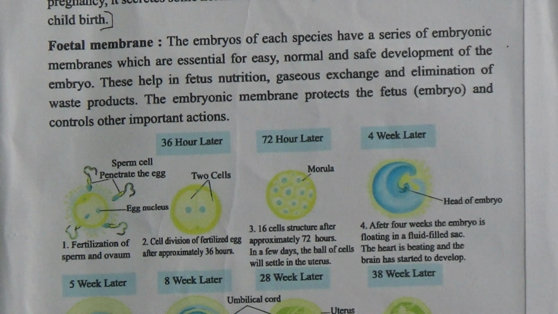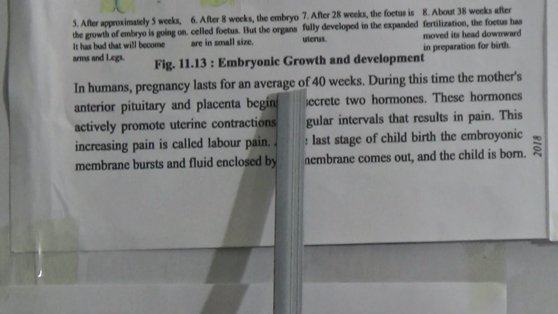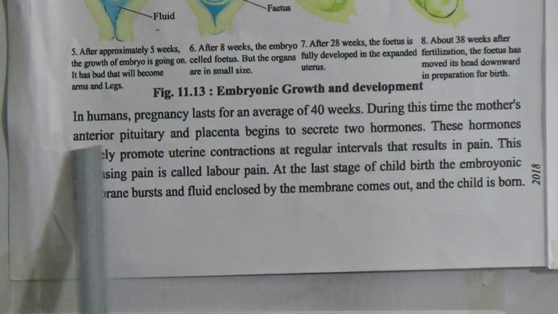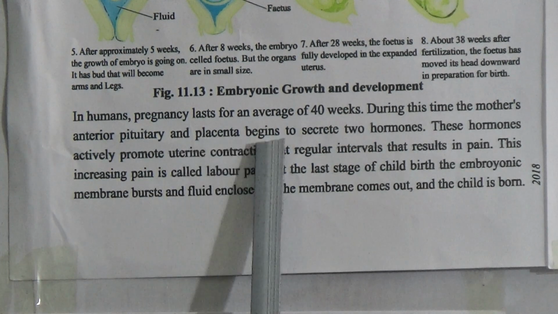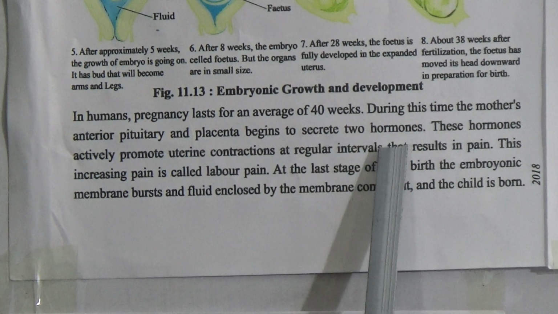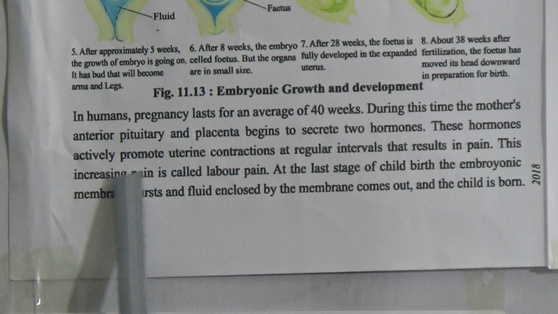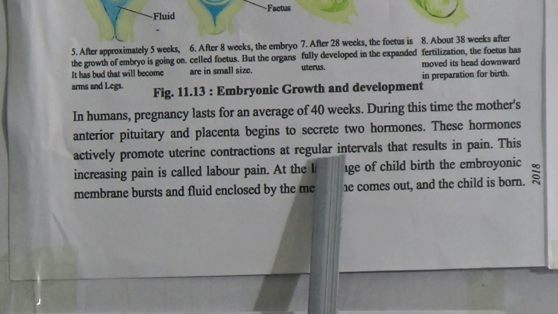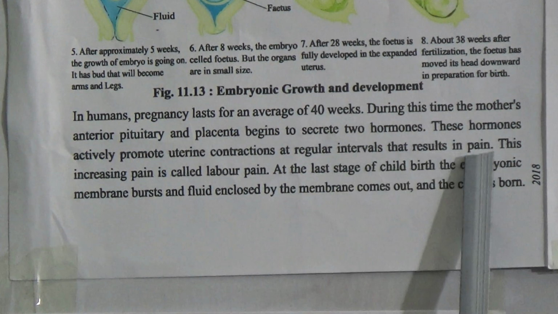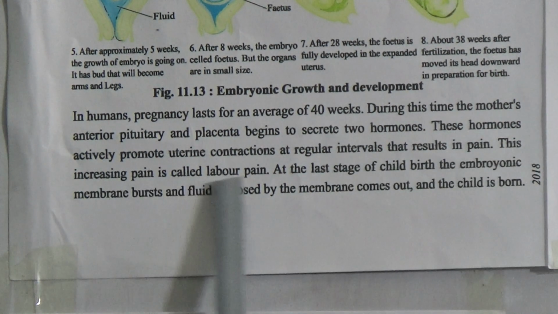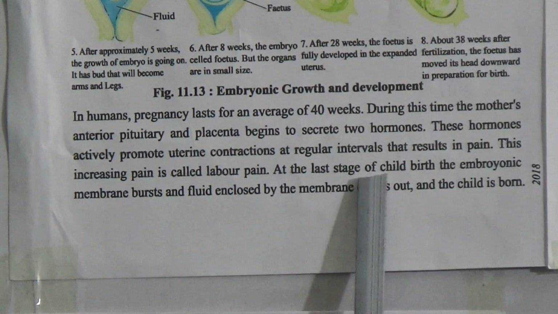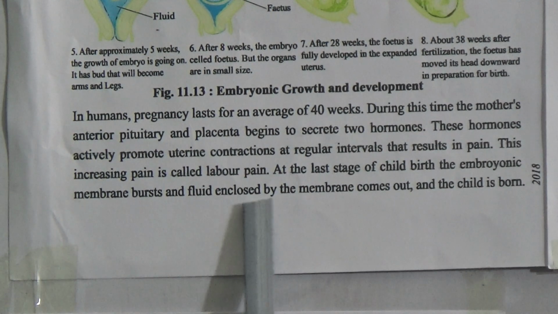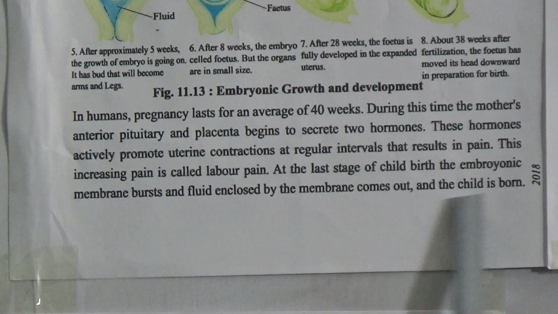In humans, pregnancy lasts for an average of 40 weeks. During this time, the mother's anterior pituitary and the placenta begin to secrete two hormones. These hormones actively promote uterine contractions at irregular intervals that result in pain. This increasing pain is called labor pain. At the last stage of childbirth, the embryonic membrane bursts and fluid enclosed by the membrane comes out and the child is born.